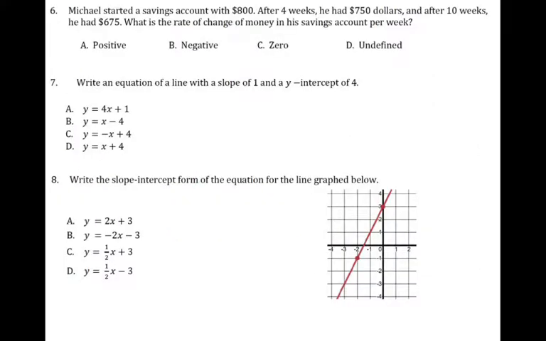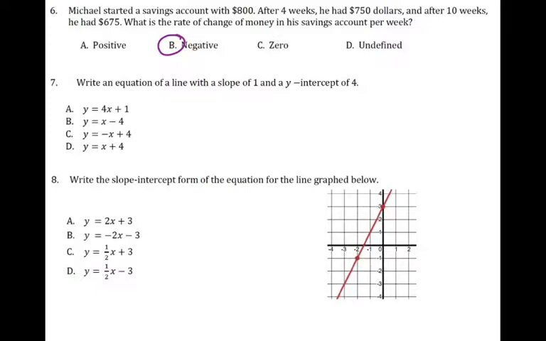Michael started a savings account with $800. After 4 weeks, he had $750. After 10 weeks, he had $675. What is the rate of change of money in his savings account per week? If we look at what's happening to the amount of money in his account, we can see that it is decreasing. It's going from 800 to 750 to 675. So that means it would have a negative slope since it is decreasing. If it were increasing, you would have a positive slope.